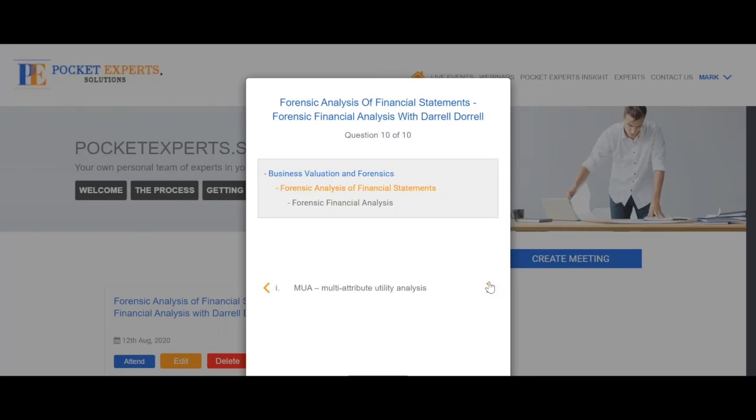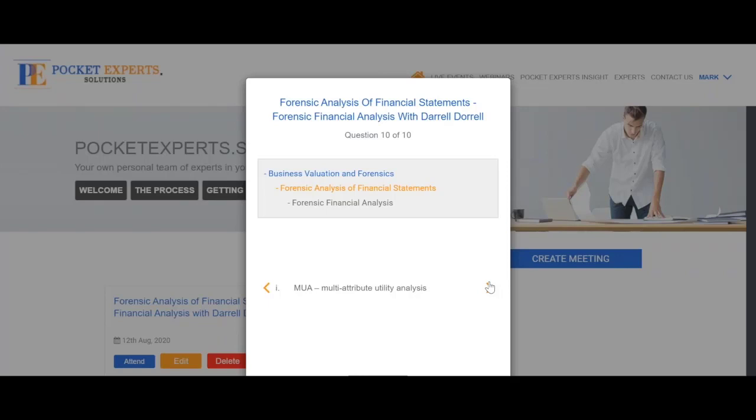What is MUA, multi-attribute utility analysis? Yeah, that's sort of the heart of forensic financial analysis, MUA, multi-attribute utility analysis. It's comprised of elements that lead to a conclusion. So let's say we're looking at buying a company, and we're given financial statements, audited financials supplemented by operating reports and by general ledger access. So we have the entire panoply of data available to us.